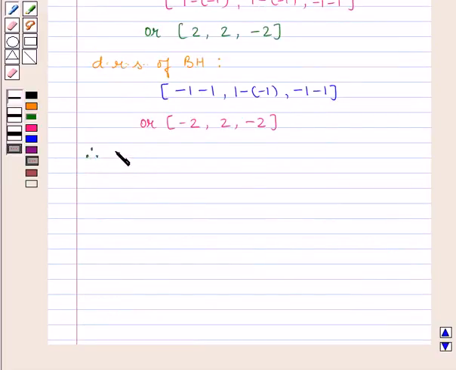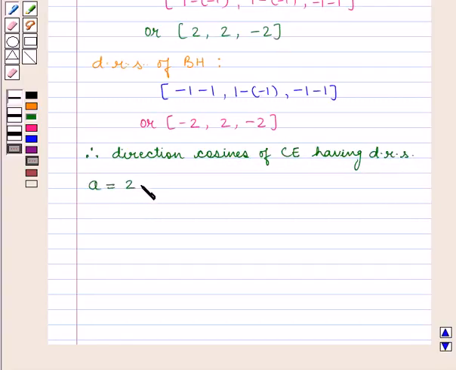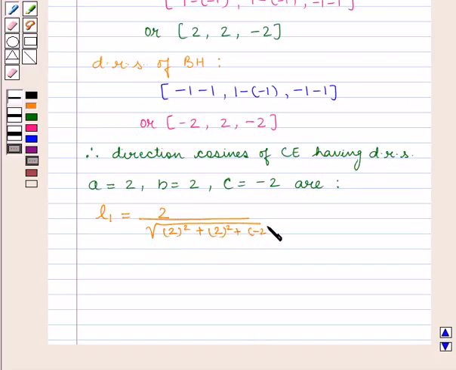Therefore, direction cosines of diagonal CE having direction ratios 2, 2, minus 2, that is a is equal to 2, b is equal to 2, c is equal to minus 2, are given by l1 is equal to a upon, that is 2 upon square root of a square plus b square plus c square, that is 2 square plus 2 square plus minus 2 the whole square, which is equal to 2 upon square root of 12.